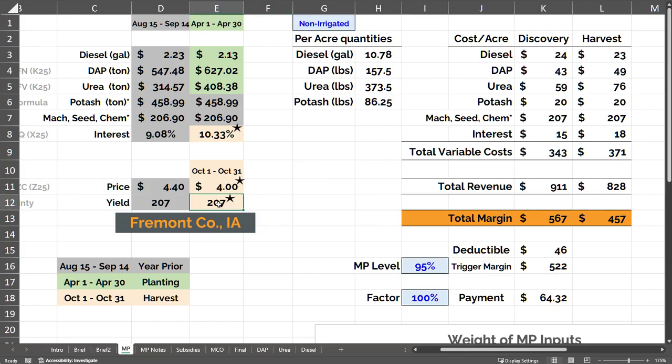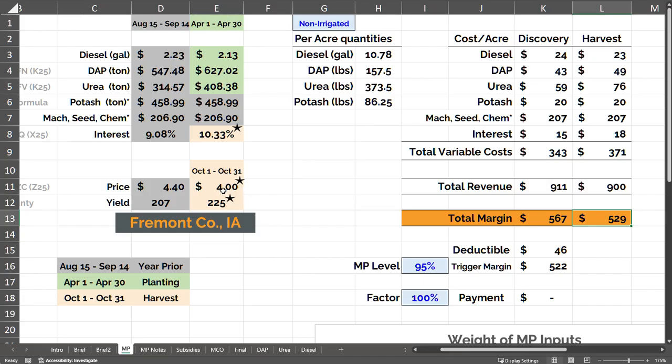Now, if we're expecting better yields, which we probably are here in Southwest Iowa, for example, that could actually result in no payment. Even though the price has declined, we can have a higher yield, which would offset, it would give us more revenue up here, and would not trigger a margin payment.